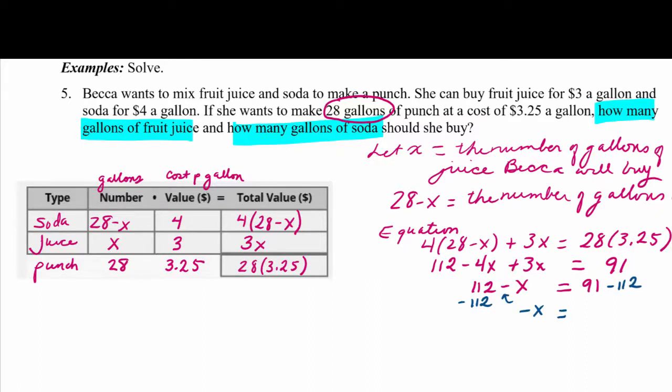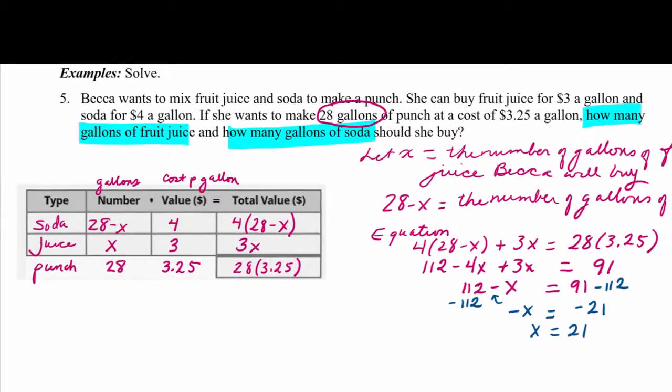See that negative coefficient in the x? Don't lose that, okay? And so over here we have negative x equals negative 21. And dividing both sides by negative 1, we get that x equals 21. So what did we just find, class?